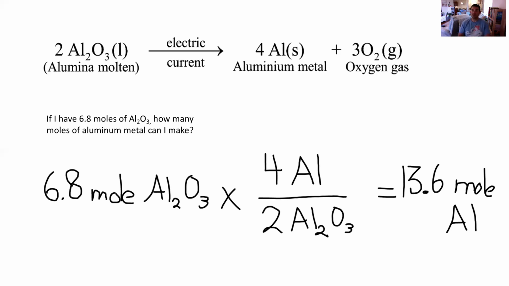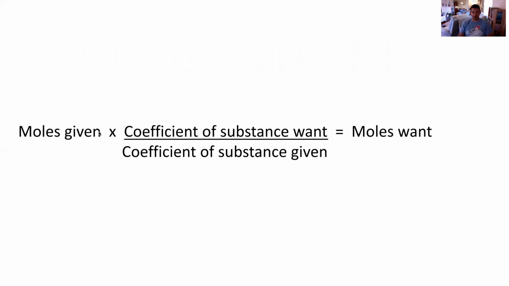And 13.6 moles of aluminum is something that we could measure in a chemistry lab, because we can't measure 10 molecules. We can't measure 1,500 molecules. We can't measure 4 dozen molecules, but we can measure 13.6 moles, right? So this is the point, and the given substance gets canceled. The substance we want to find stays behind. All right, so here's the formula. Moles given times coefficient of the substance you want divided by the coefficient of the substance given will equal moles of want. All right, and again, givens will cancel out and we will be left with our want.